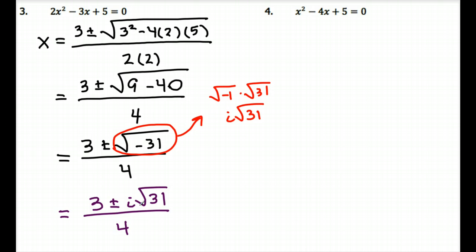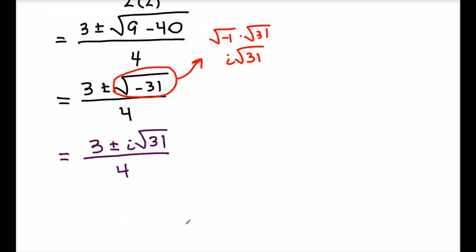I talked about this a little bit in the last video. You're going to see these problems probably written, the final answers, in 2 different ways. This right here is perfectly acceptable as your final answer, as long as it's reduced, okay? The other way you might see your answer written is as 2 split fractions. So you might see it written as 3/4 plus or minus i radical 31 all over 4, and that would be perfectly acceptable as well.